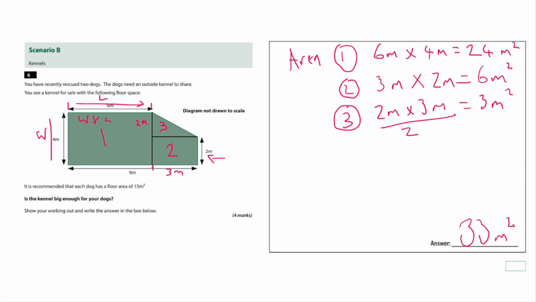It is recommended that each dog has a floor area of 15 meters squared. So yes, there is plenty of room. We've got 3 meters squared spare, because 15 meters squared plus 15 meters squared is 30 meters squared, but our total is 33 meters squared. So the answer is 33 meters squared. You put yes there.